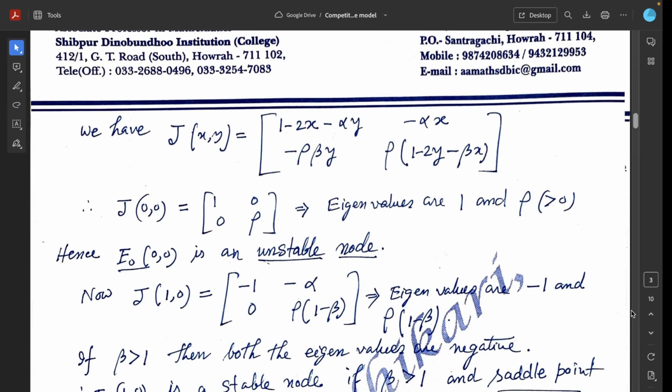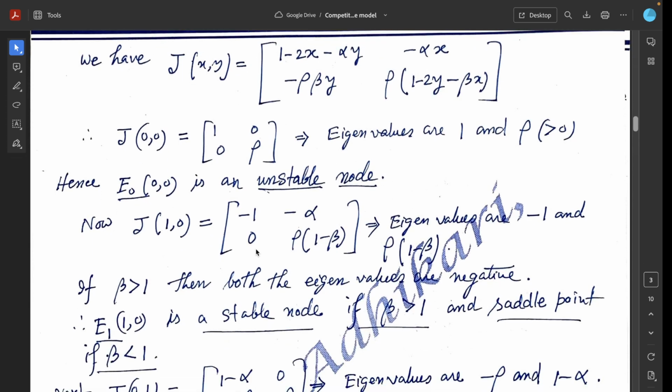In this case, the Jacobian J is this. So we find the value of J at the trivial equilibrium point (0, 0). Put x equal to 0, y equal to 0. So we get J at the point (0, 0) as the matrix with 1, 0, 0, rho. Obviously, the principal diagonal elements are the eigenvalues, 1 and rho. 1 is positive, rho is also a positive constant. So obviously, the eigenvalues are positive. So this equilibrium point (0, 0) is an unstable node.